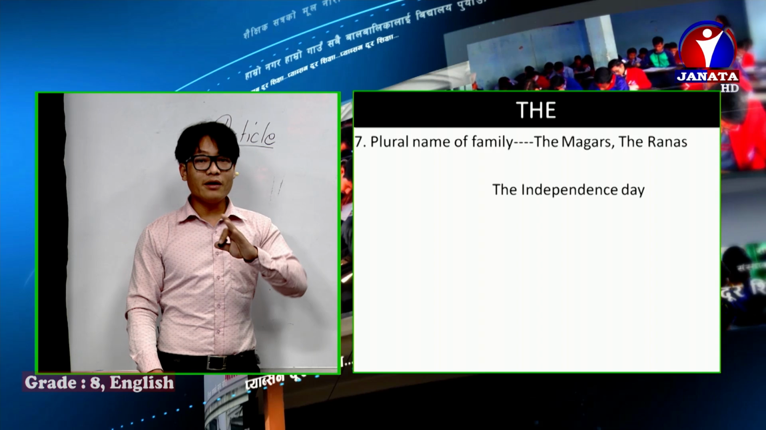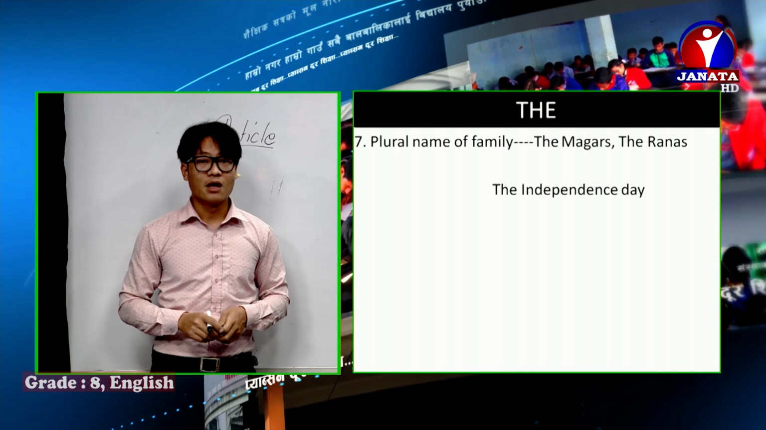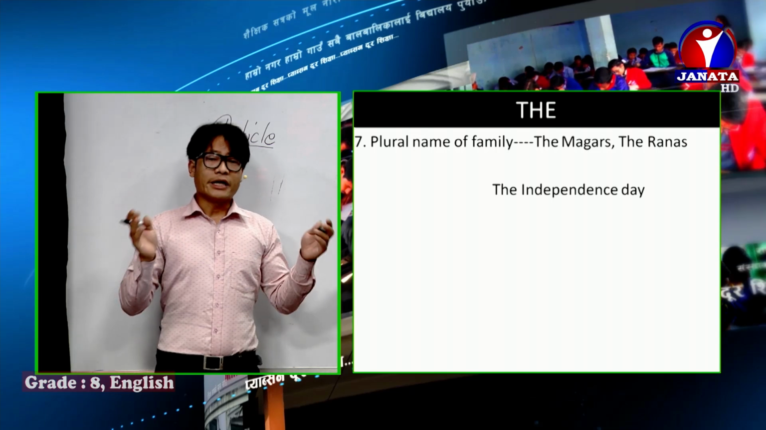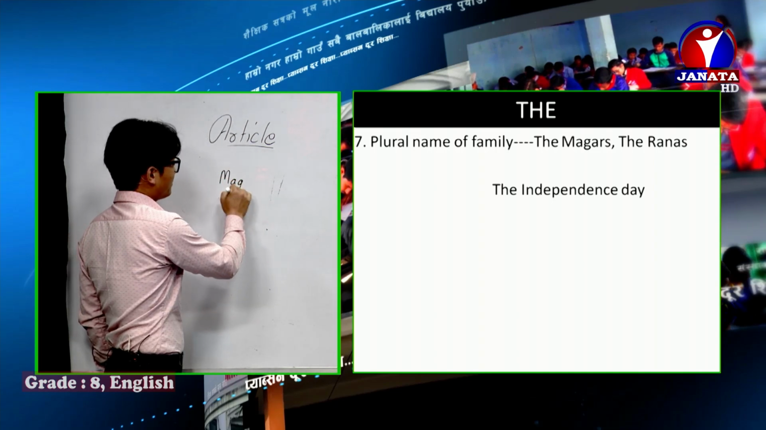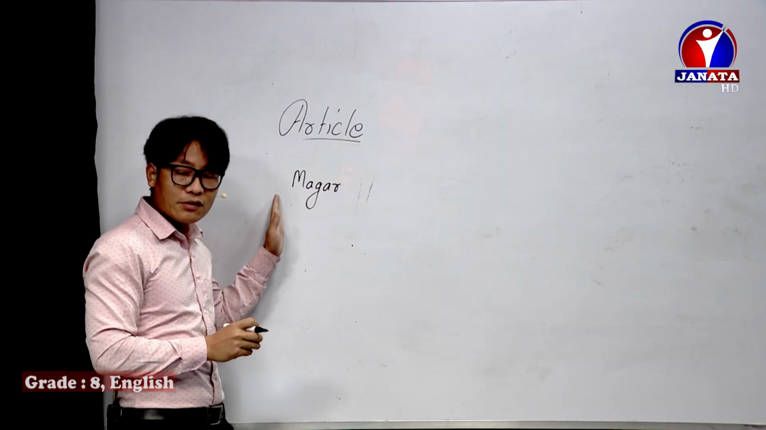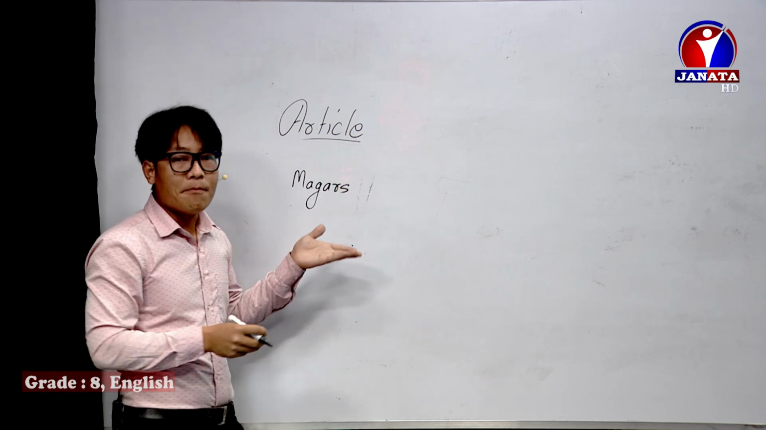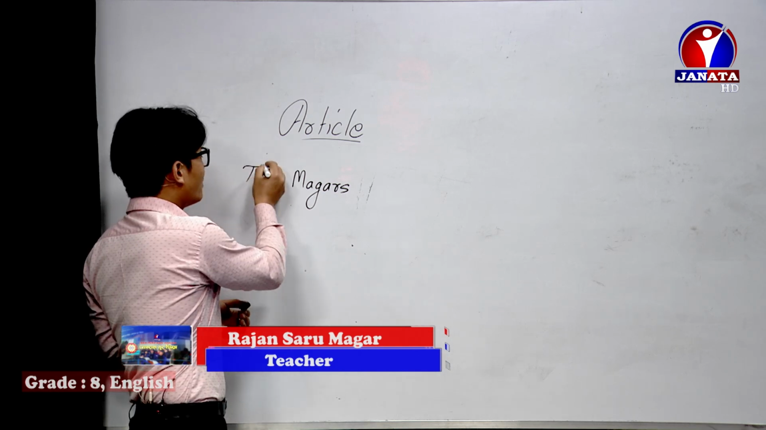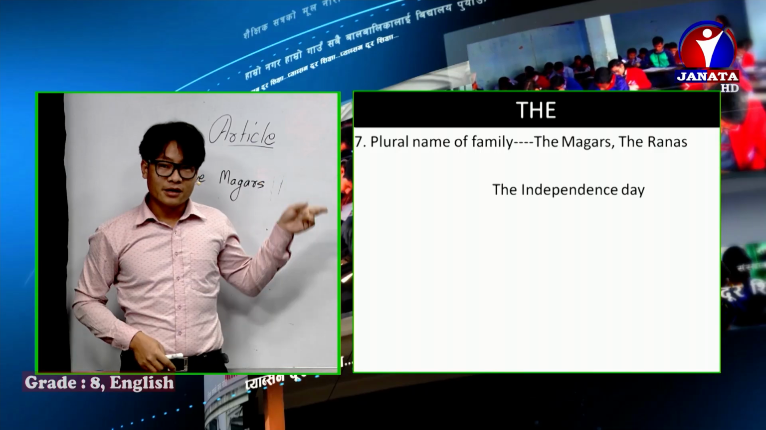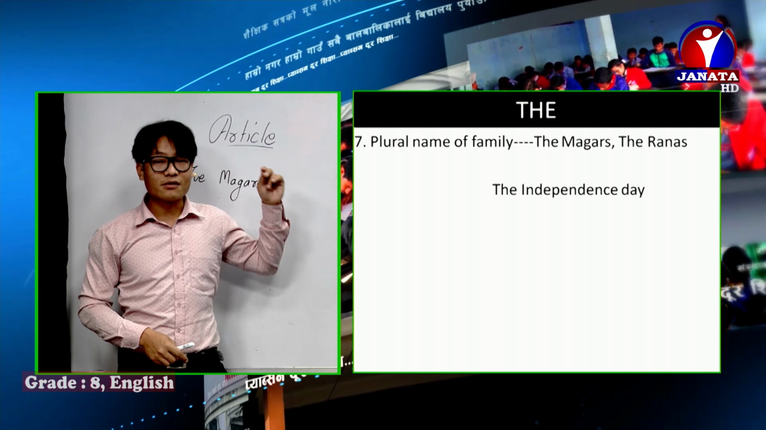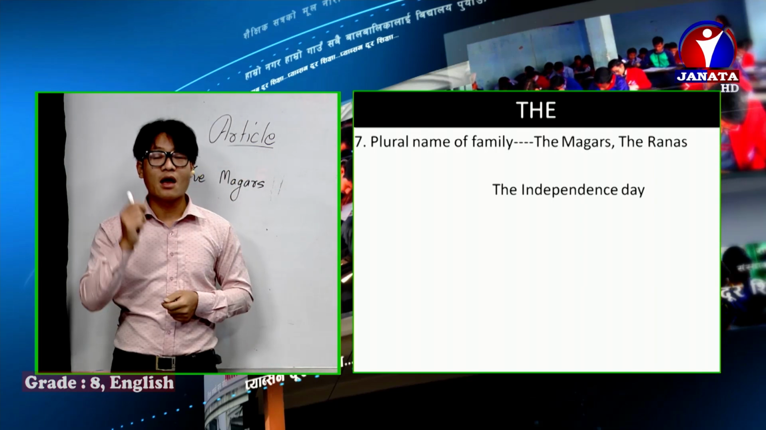Next, plural name of family. When there is a plural name of family, then the article is used. But if there is a singular, then what will be? If there is a singular, then no article. Example, if there is only one Mugger, singular, no article. But if I write here s and make it plural, Muggers, then it takes the article. So you can see this side, example, the Muggers, the Ranas, the Thapas. If there is a plural name of family, then you should use the article.